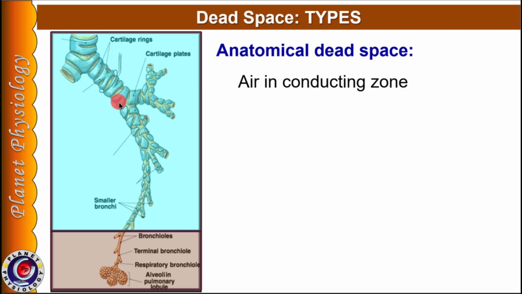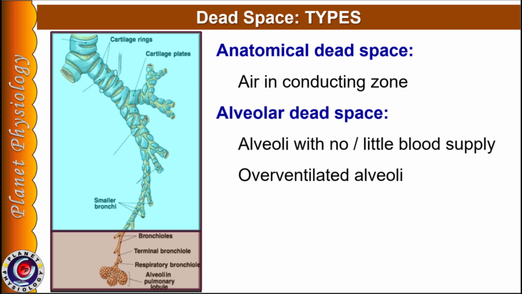In some conditions, if alveoli are not properly perfused, for example, due to blood vessel blockage, the air in such alveoli cannot participate in gas exchange, and this also contributes to dead space. This is called alveolar dead space. So the second type of dead space is alveolar dead space. In alveolar dead space, ventilation is wasted due to reduced or absent perfusion.